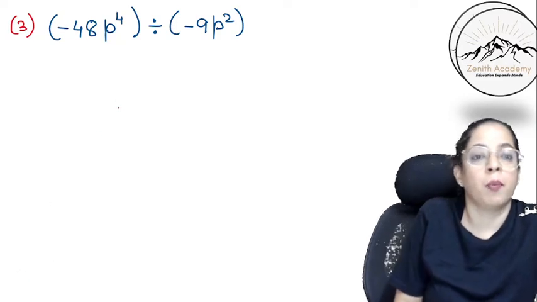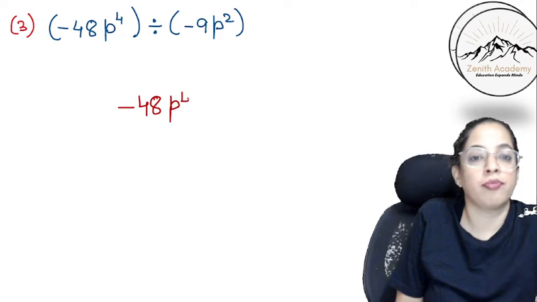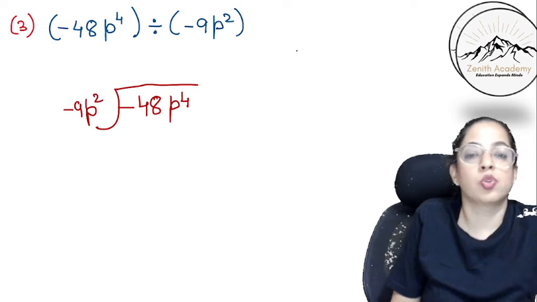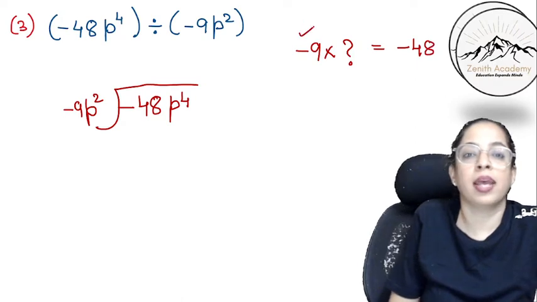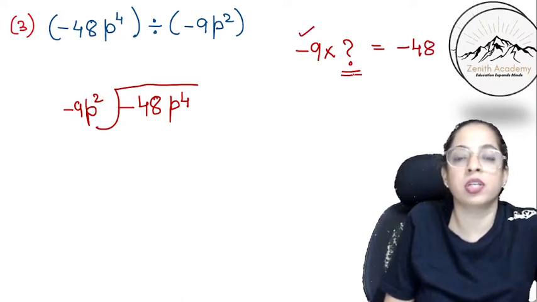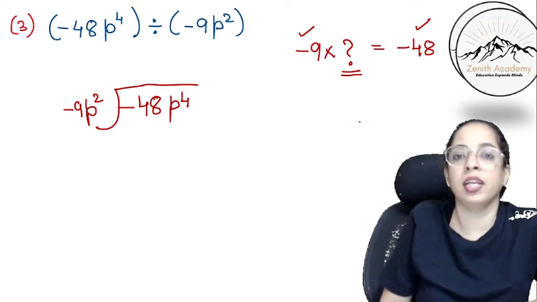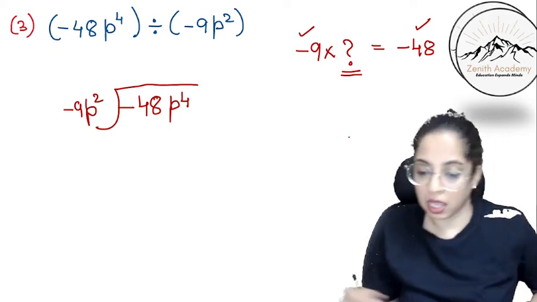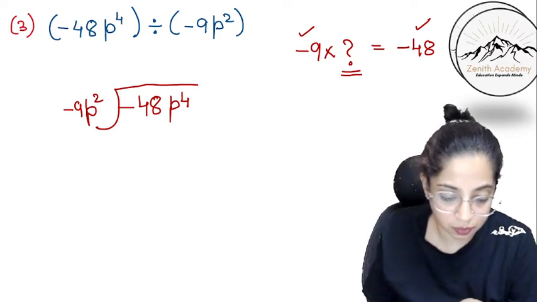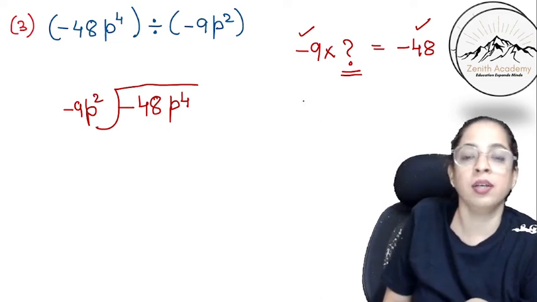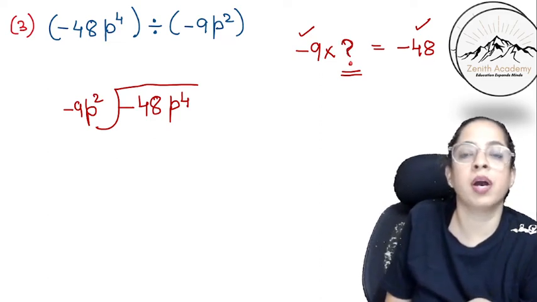Now see here, minus 48p raised to power 4 has to be divided by minus 9p square. So minus 9 into what will give you minus 48? If there is a minus here, this number has to be positive, because minus into plus will give minus, right? So minus 9 into what will give you 48? I think there's a problem in this question. Minus 9 into a whole number is not giving you 48. So how to find out what this question mark will be?